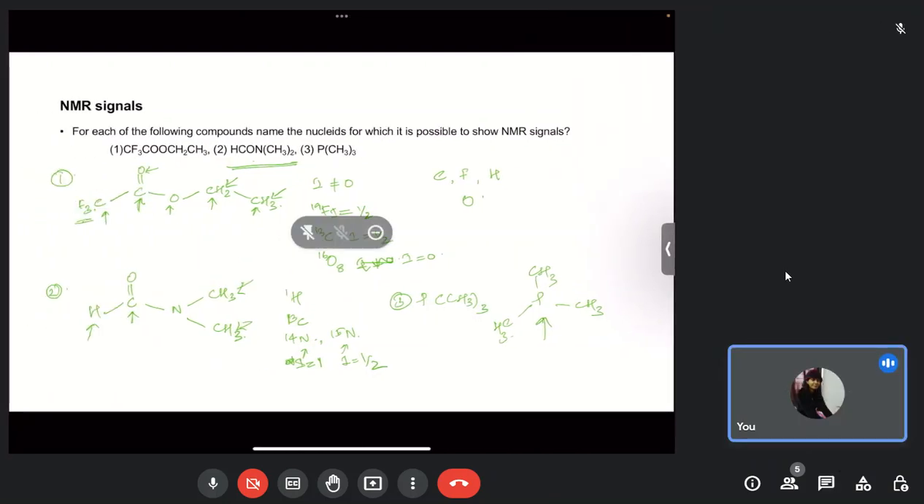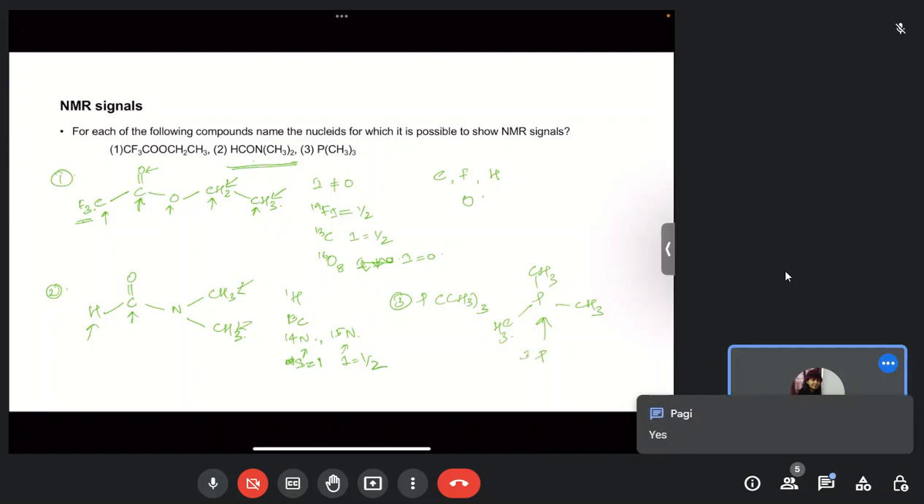Can someone answer whether phosphorus will give a signal? If so, which isotope of phosphorus can give a signal? Yeah, P31 of phosphorus can give a signal. We had seen it in the previous question. P31 can give a signal. And obviously 13C carbon and 1H proton can give you signals. So that's come to the end of this particular question.